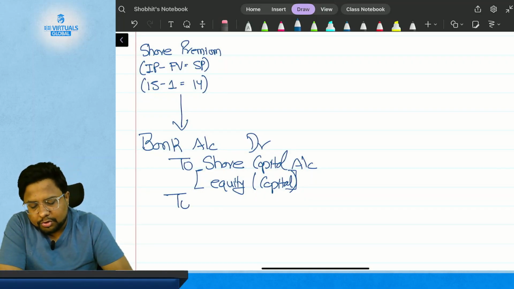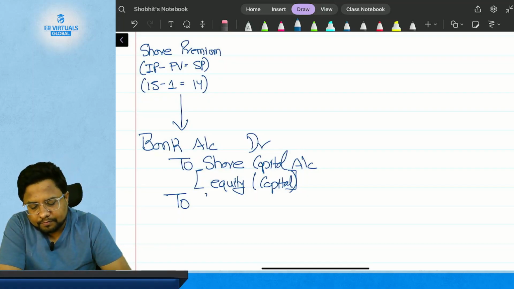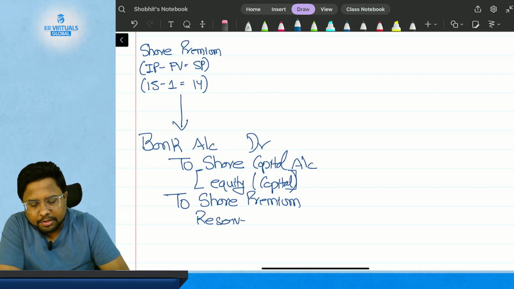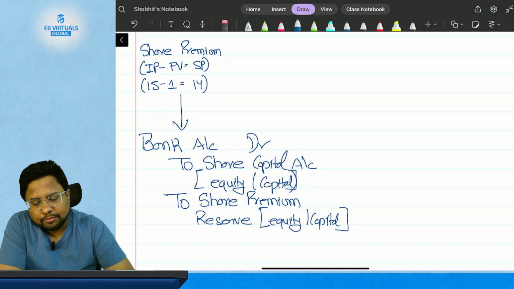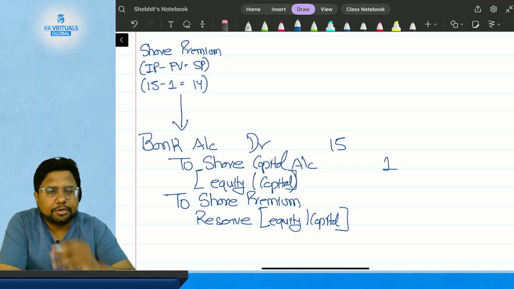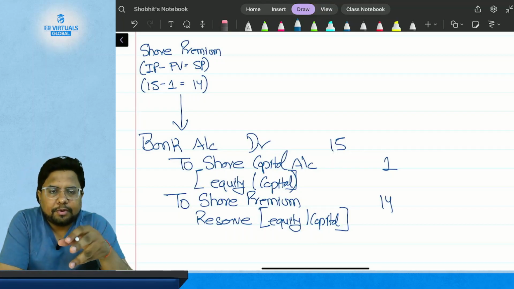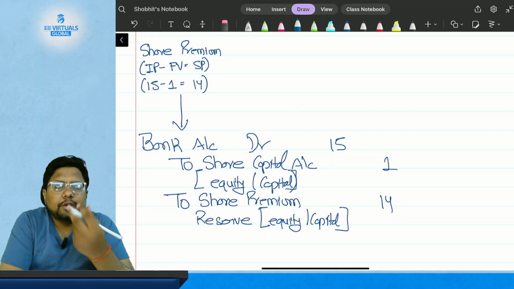Then the amount which you have received for share premium will also be recorded here, to share premium reserves, which will also be shown under the head of equity or capital. Suppose you have got $15 for the issue of a share, then $1 will go to share capital because it is the face value, and $14 will go to the share premium reserve because this is the excess amount which you have charged against the issue of shares.